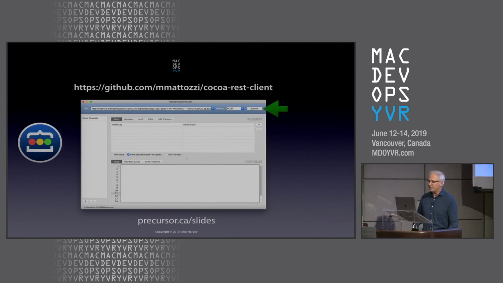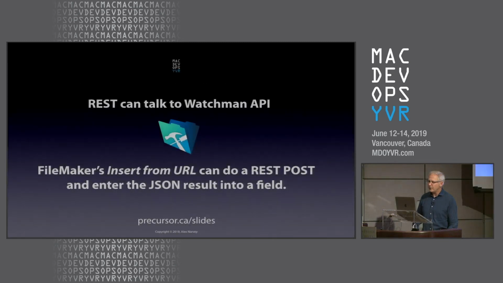To test this out and to practice, I used the Cocoa REST client. I just plugged the appropriate values into the URL line at the top, and I clicked the Submit button. And sure enough, I got a valid JSON file returned with all the correct details. So REST can talk to Watchman monitoring, and FileMaker has an insert from URL command that can do a post and then enter the resulting JSON into FileMaker fields.